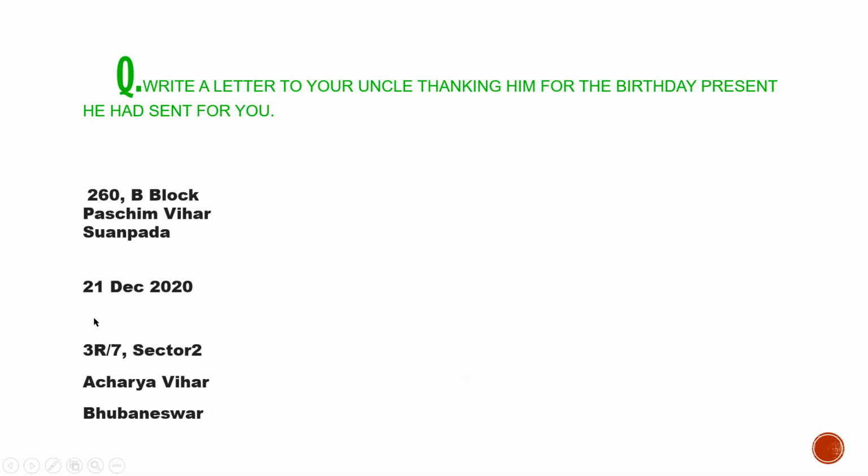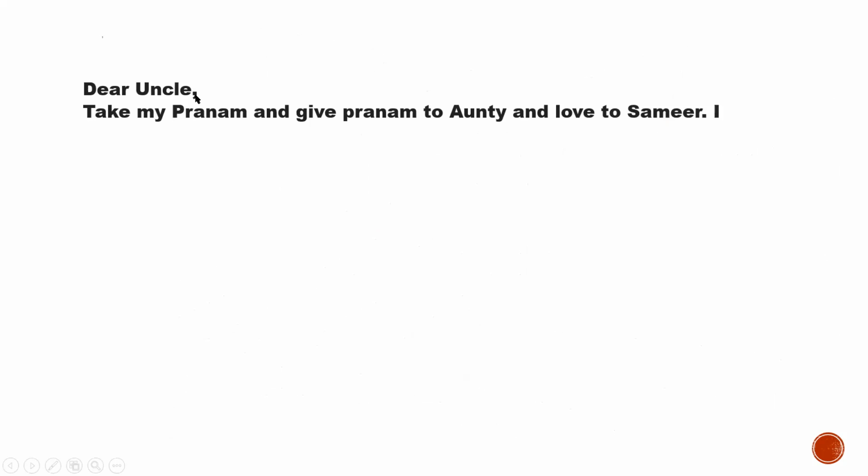What is next? The receiver address. Once again I left a little space here, then I wrote the receiver address, your uncle's address: 3R/7, sector 2, Acharya Vihar, Bhubaneswar. What next? Next we have to write salutation. This is salutation, dear uncle. Then I put a comma. Then I started writing the letter.